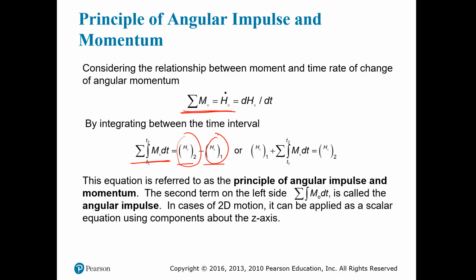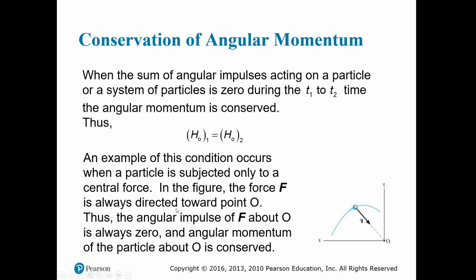Don't forget that. So this whole equation can be written as the angular momentum at the beginning plus all of these moments is equal to the angular momentum at the end. What we need to know is that this term right here is what we define as angular impulse. It is all of these forces that are causing torque to our system. This equation is referred to as the principle of angular impulse and momentum. The second term on the left, which is this one right here, is called angular impulse. In cases of 2D motion, it can be applied as a scalar equation using components about the z-axis. And for us to determine that, we will do an exercise.